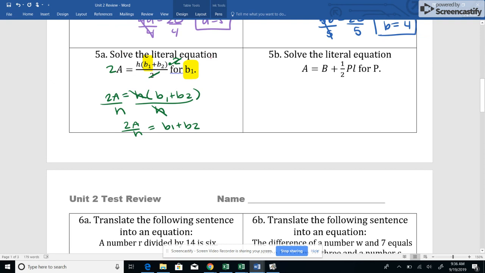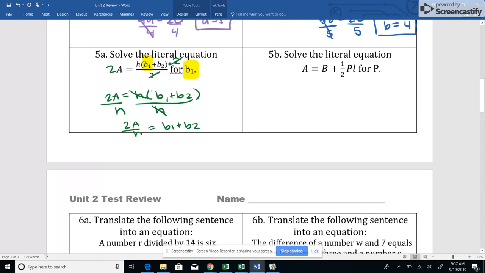So a literal equation has multiple variables, really minimal numbers in it. Normally, these are formulas, and what we're asked to do is solve for a different variable that's not already isolated. So this says that area is equal to the height times base 1 plus base 2 divided by 2. And I'm solving for B1, so I highlighted it, base sub 1, first base.